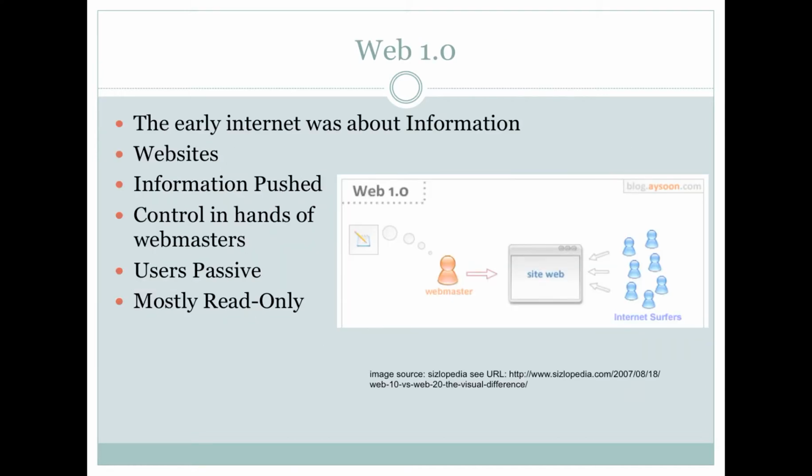The early Internet was about information. Most websites were maintained by independent webmasters. It was static, closed, and mostly read-only. But accessing the web created a desire to interact with it. People wanted to be involved.